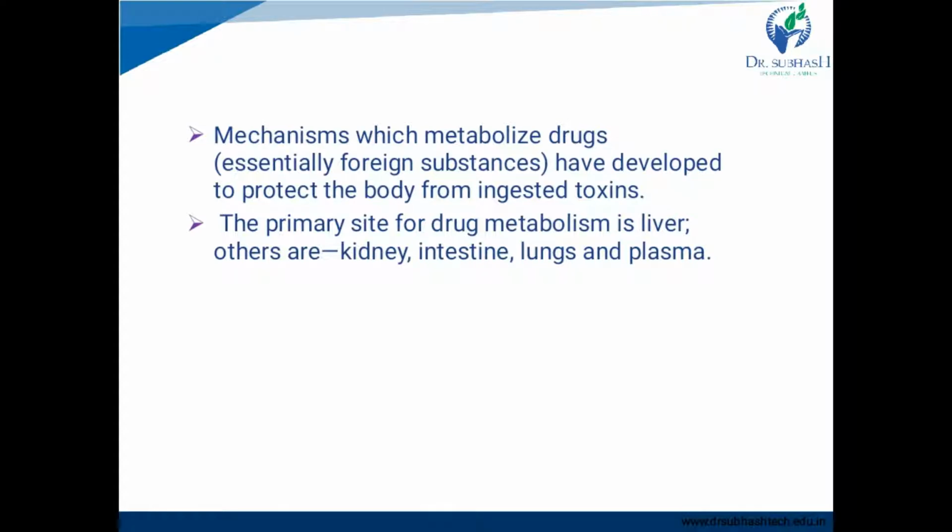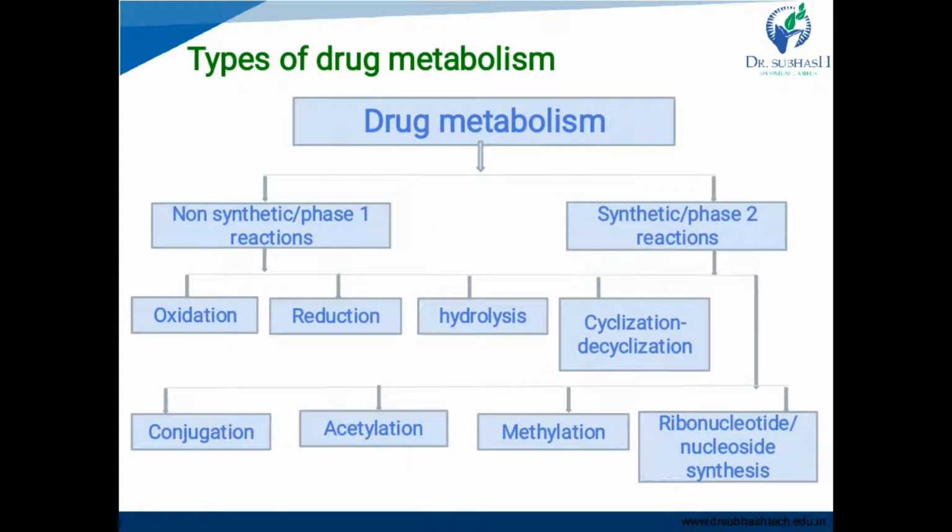And for drug metabolism, many mechanisms are developed because these drugs are toxins if they are not excreted from our body, and these toxins can harm our body, right? The primary site for drug metabolism is the liver, and others are kidney, intestine, lungs, and plasma. Drug metabolism reactions are classified into two types. First is phase 1 reaction and second is phase 2 reaction.